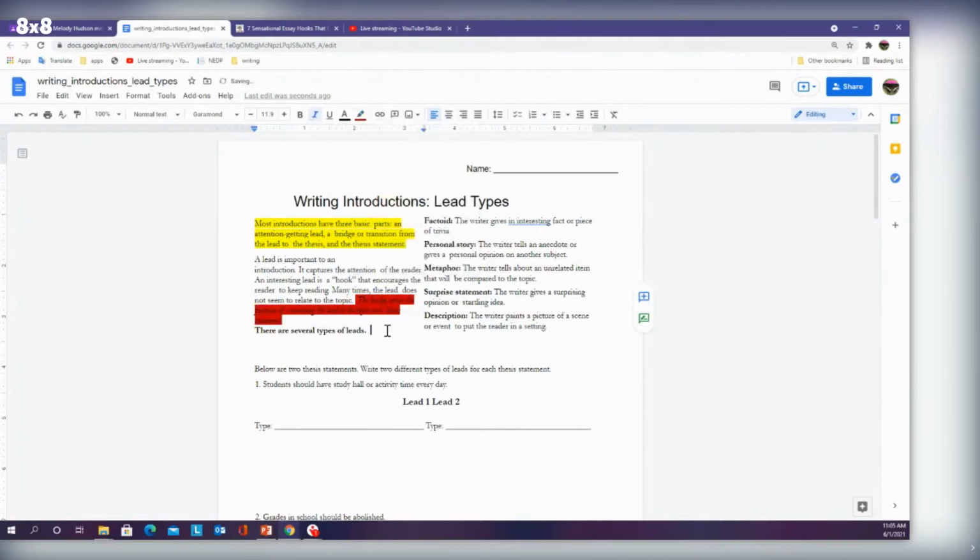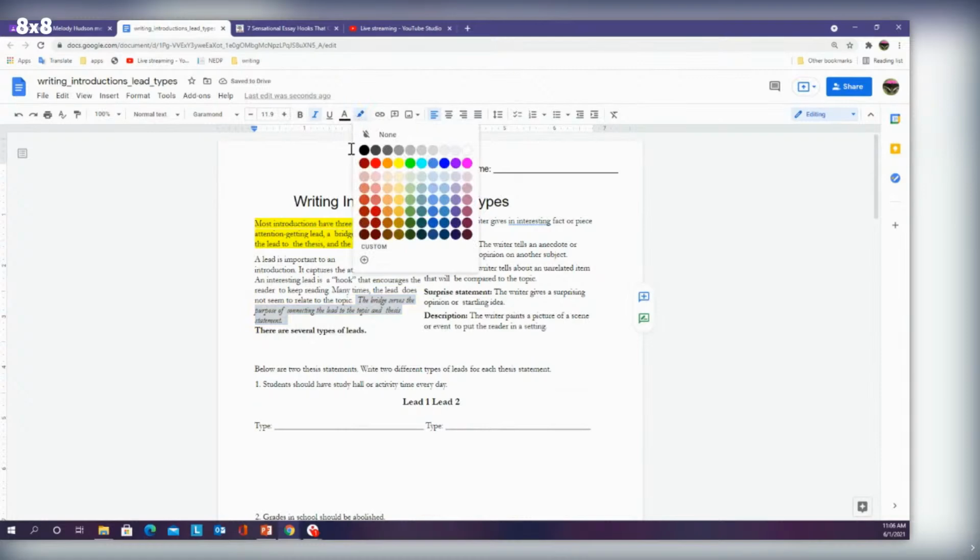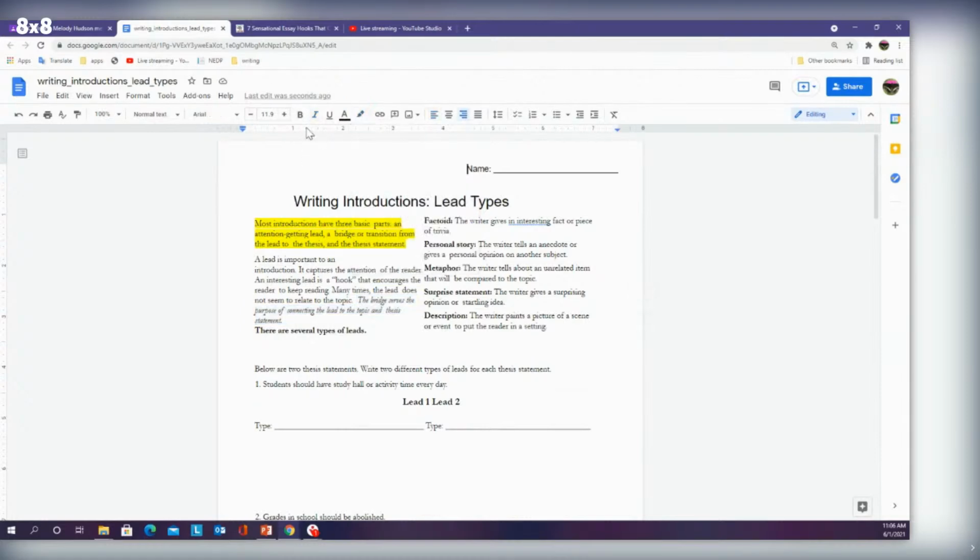Okay. Oh, didn't mean to do that. Trying to do highlight, highlight. Oh no, I'm trying to do something else.